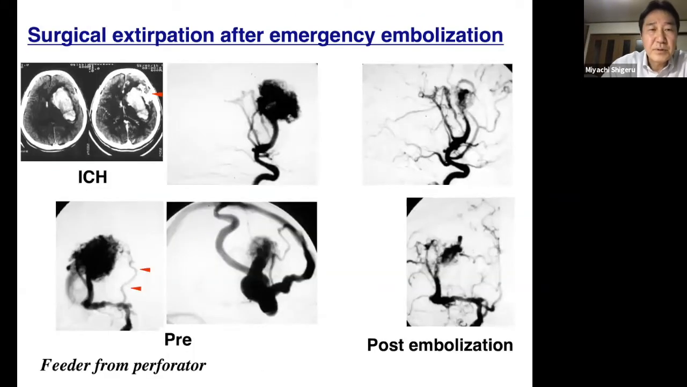For example, this is an emergent embolization case, a 27-year-old female with a big hematoma in the left cerebellar fissure. There is a very high-flow fistula here, also fed by perforators, the reticulate arteries. So we embolized the main feeders from the MCA as well as the perforators. This is just after the embolization.